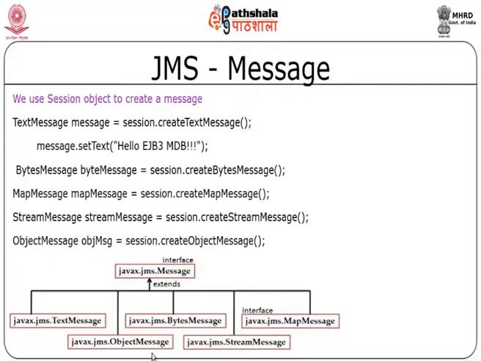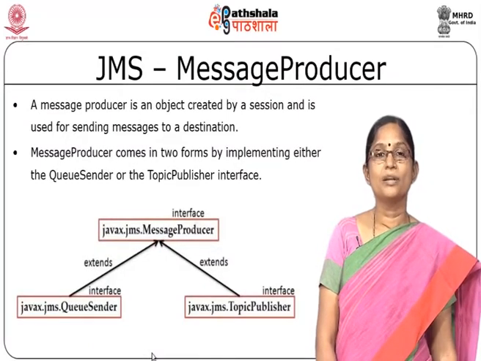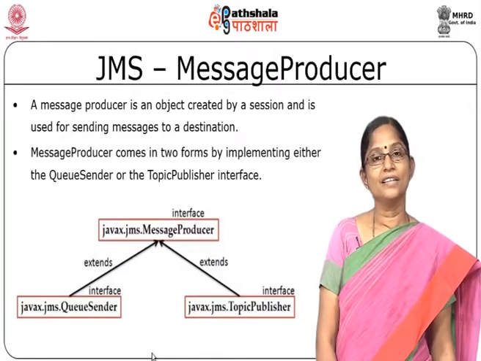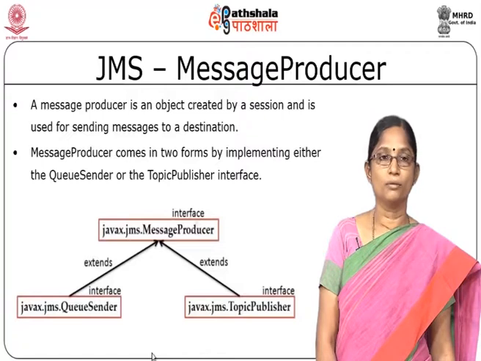If we go through the message interface, it has been extended by 5 different messages: text message, bytes message, object, stream and map message. All of these are subclasses of this message superclass. Now, we have seen that the message producer produces the message and places it in the destination. On the other hand, the message consumer consumes this message from the destination. This is what we have seen earlier in the programming model.